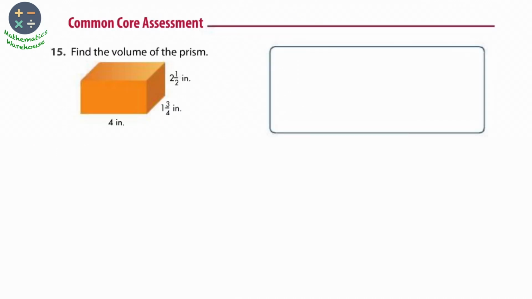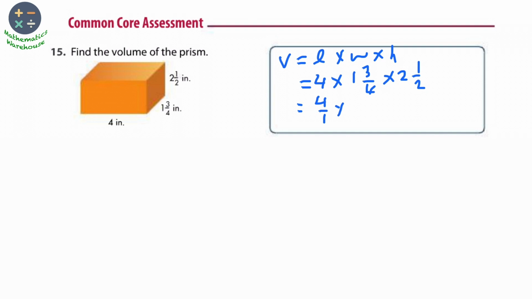Find the volume of the prism. Volume equals length times width times height. So equals 4 times 1 and 3 over 4 times 2 and 1 over 2. So now we can convert this into 4 over 1 times 7 over 4 (1 times 4 is 4 plus 3 equals 7), times 5 over 2 (2 times 2 is 4 plus 1 equals 5). Now we simplify. So 7 times 5 equals 35, over 2, which is 17 and a half cubic inches.